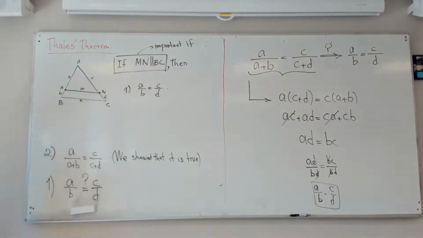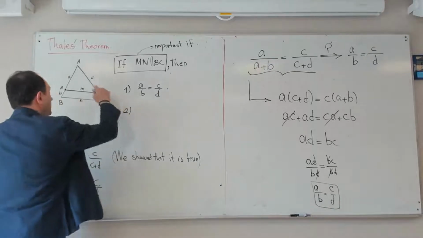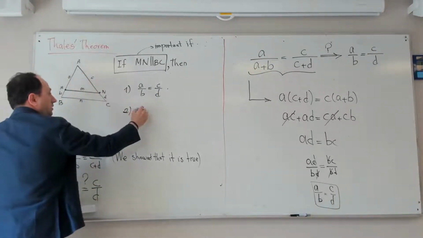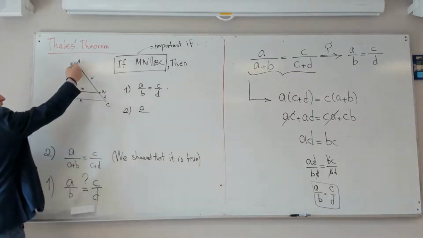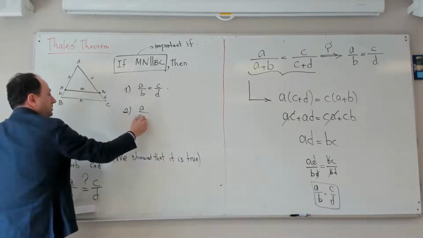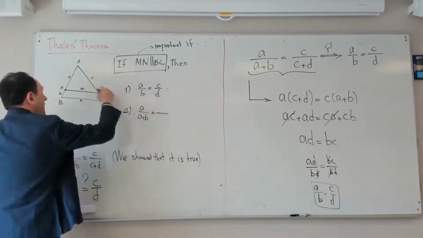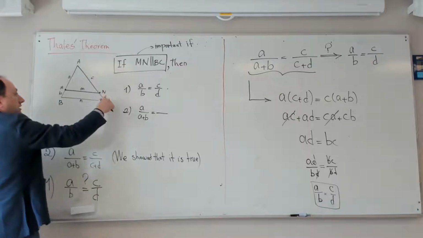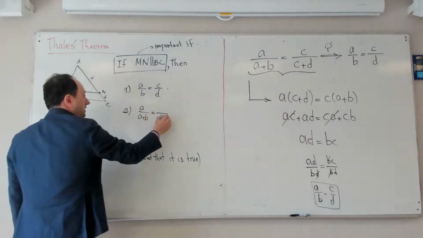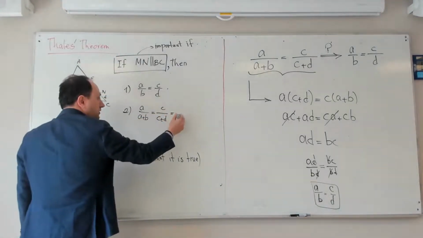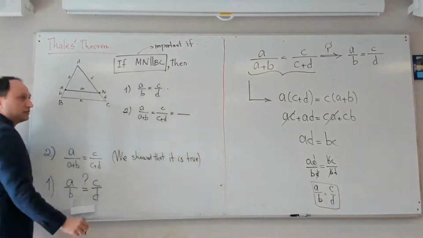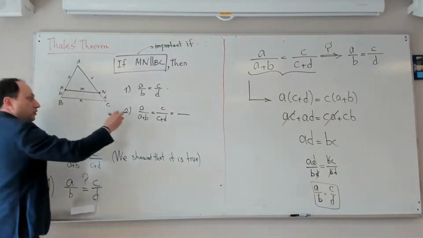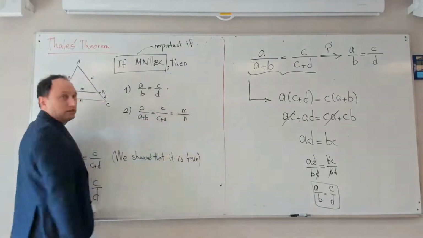You cannot go further. But if you want to write A over the whole line, A plus B, then you can write C over C plus D. Here you can, if you want to, go for the third one. And the third one is M over N.